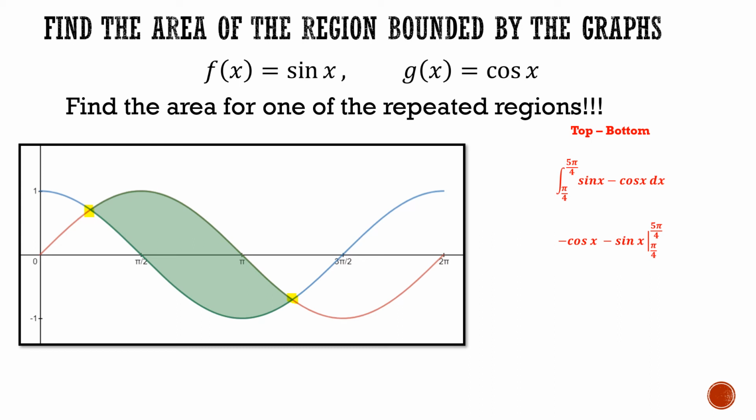All right, so integrating that, I get negative cosine x minus sine x from pi over 4 to 5 pi over 4. Plug in my top bound and then subtract that from my bottom bound. I get negative cosine of 5 pi over 4 minus sine of 5 pi over 4 plus cosine of pi over 4 plus sine pi over 4. Then using my unit circle, I'm going to get root 2 over 2 4 times basically. And so I end up with a final answer of 2 root 2.